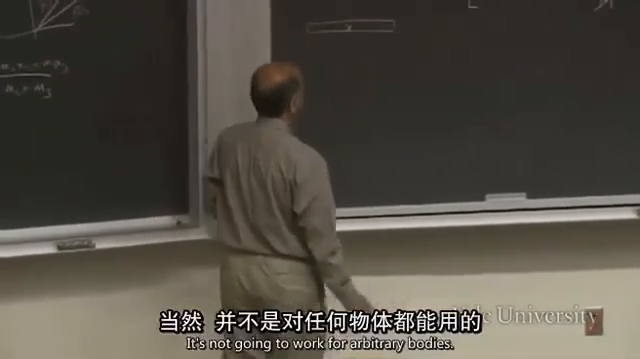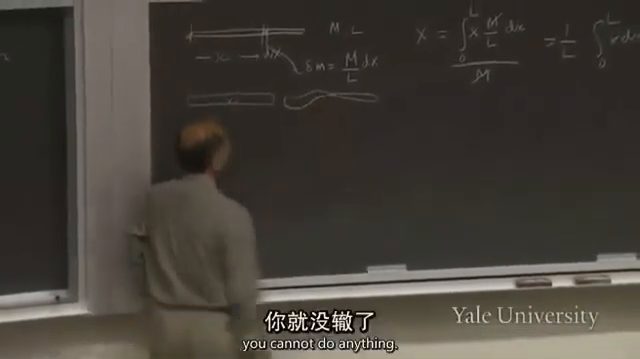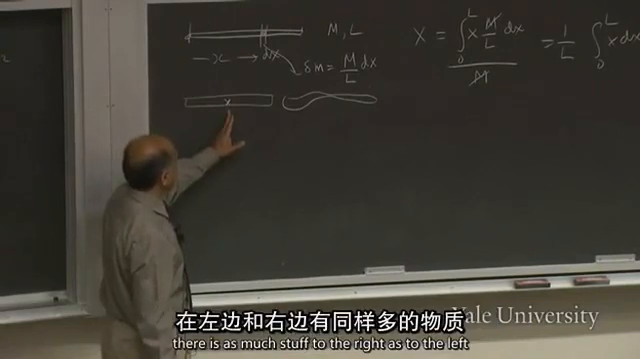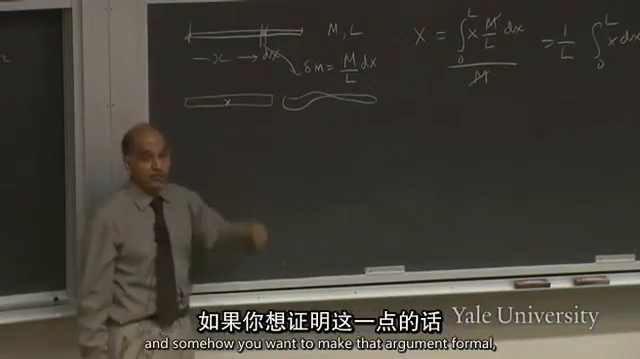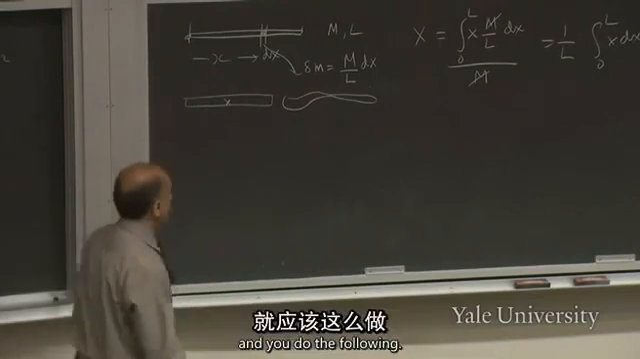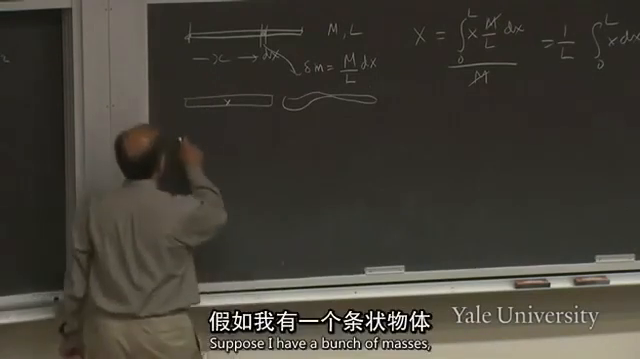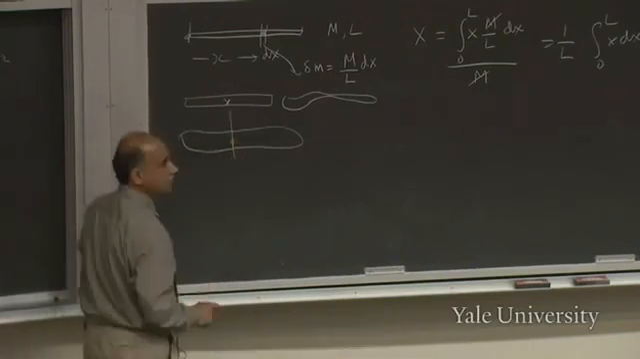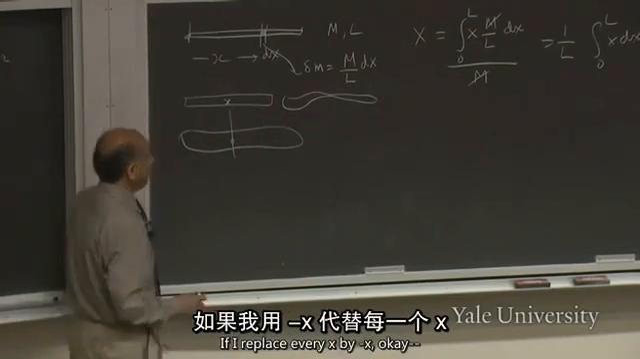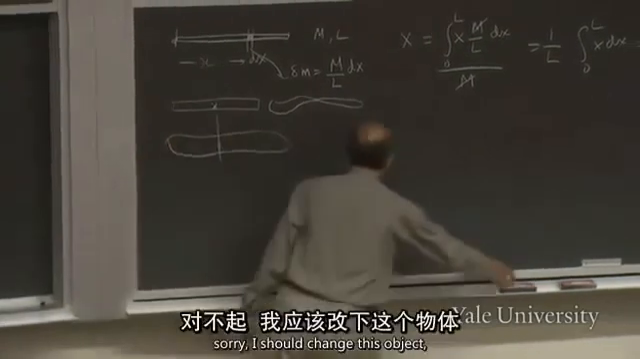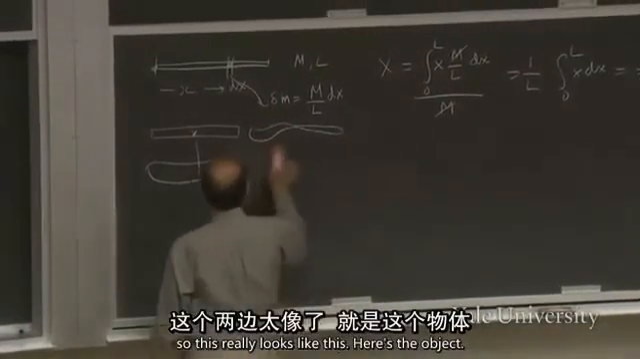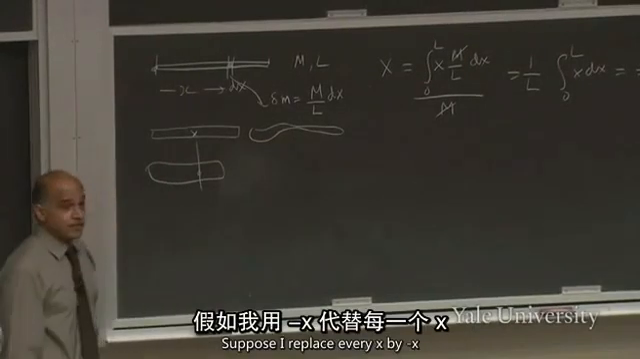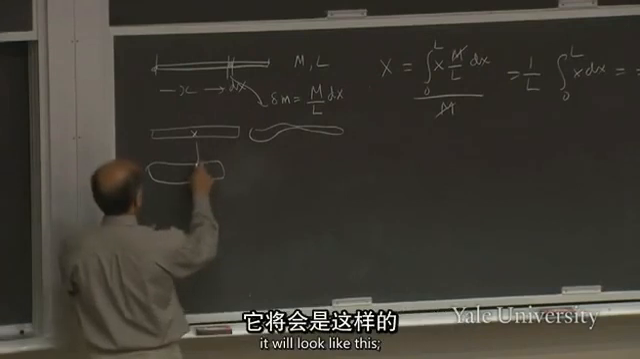It's not going to work for arbitrary bodies. If I give you some crazy object like this, you cannot do anything. But this is a very symmetric object. You can sort of tell if I take the midpoint, there is as much stuff to the right as to the left. And somehow you want to make that argument formal, and you do the following. Suppose I have a bunch of masses, and the object is really not even regular. This is my origin of coordinates. Here's the object. Suppose I replace every x by minus x. That's reflecting the body around this axis. It will look like this.